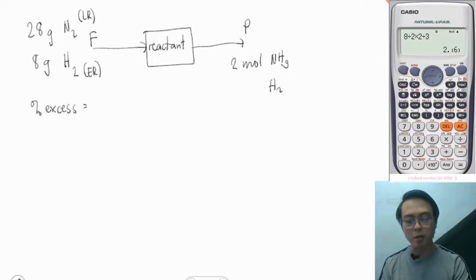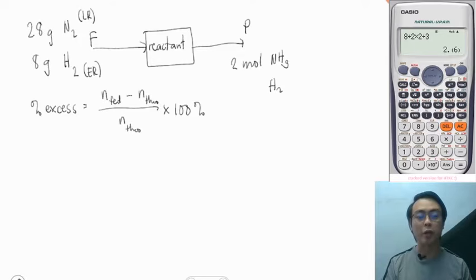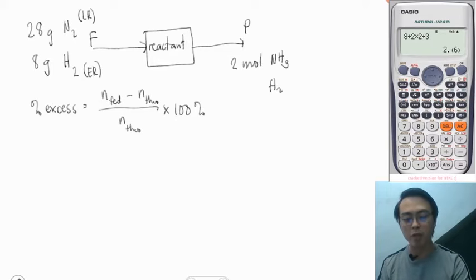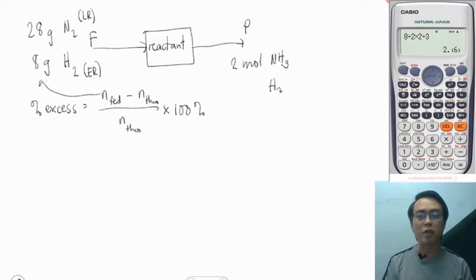This is the number of moles fed minus the number of moles theo over the number of moles theo. Now, the problem pertains to hydrogen. All of the parameters in this equation for the percent excess would always pertain to hydrogen. So this is number of moles of hydrogen fed. This is number of moles of hydrogen theoretical. So we already know the number of moles of hydrogen fed. That is the 8 grams of hydrogen. We just have to convert that to moles. And we have to solve for the number of moles of hydrogen that's theoretically required for the reaction.